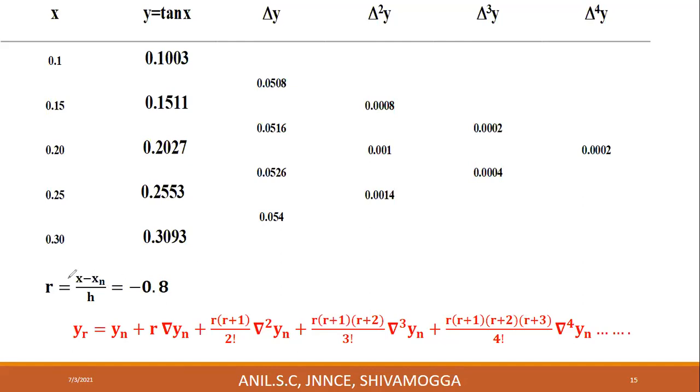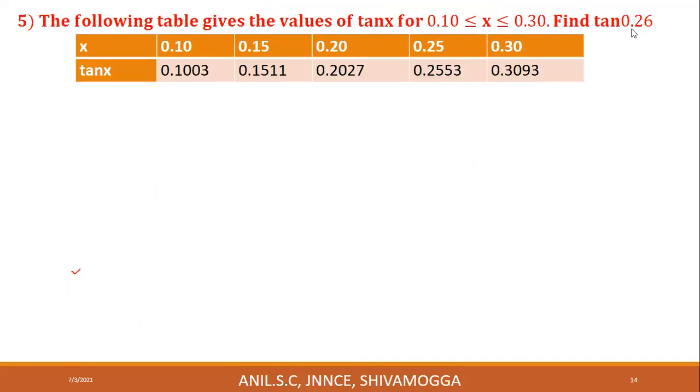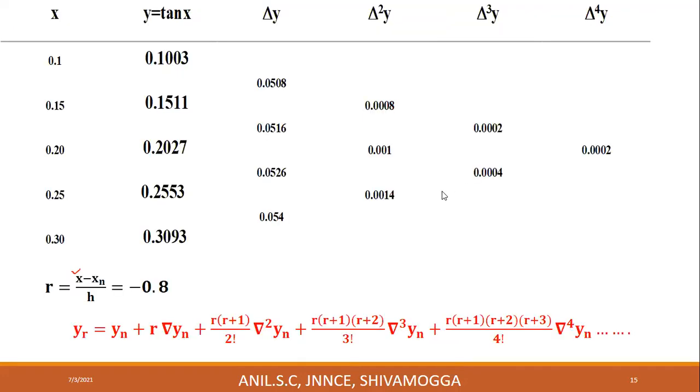What is x? X is 0.26. Find tan of 0.26. This is tan x, x is equal to 0.26. Substitute. xn is 0.30, so 0.26 minus 0.30 divided by h. What is h here? 0.15 minus 0.1, 0.2 minus 0.15, 0.25 minus 0.2, 0.30 minus 0.25, that is 0.05. Calculate and it will be minus 0.8. R is equal to minus 0.8.